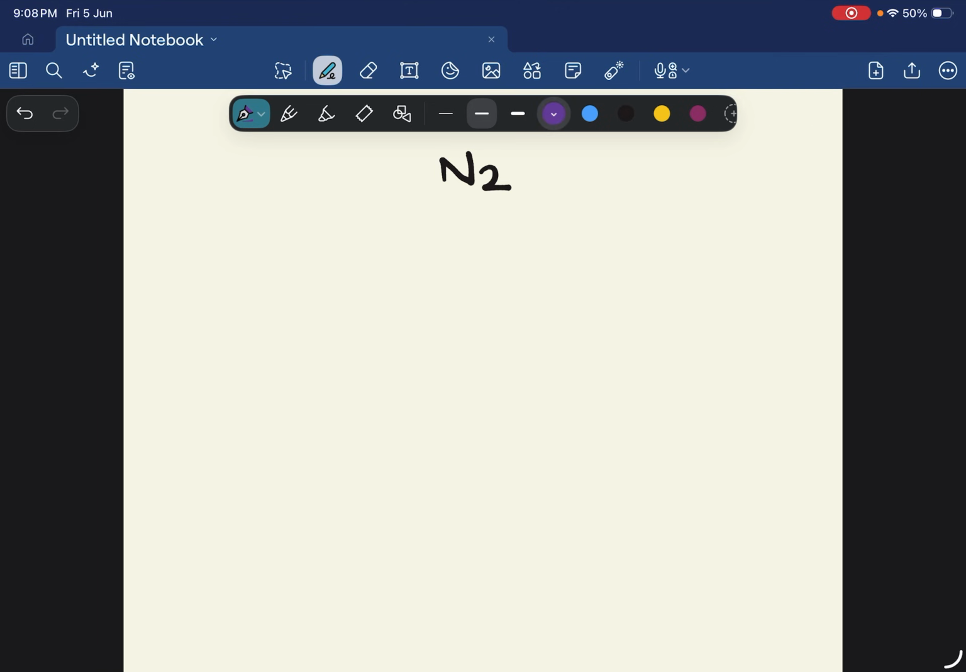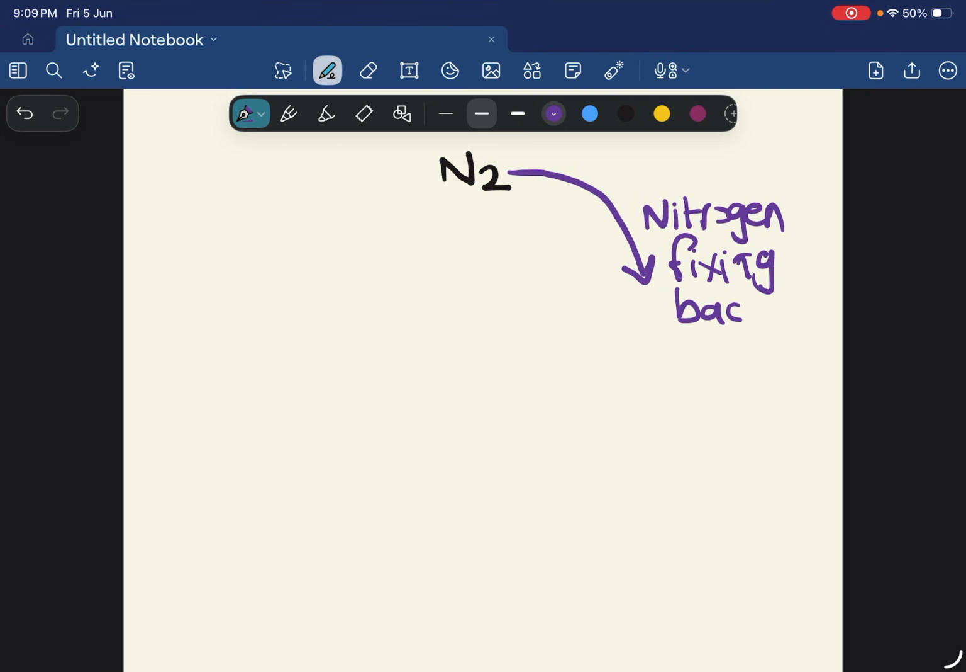The only living thing that can use nitrogen as N2 is one type of bacteria called nitrogen fixing bacteria, in a process called nitrogen fixation.